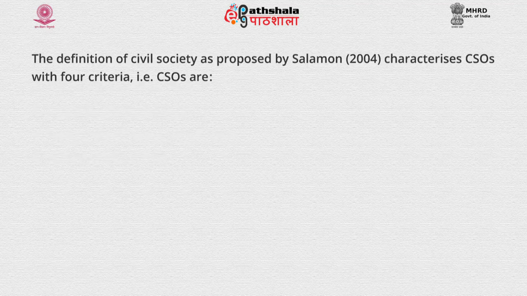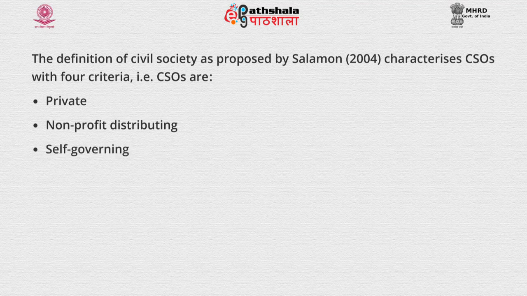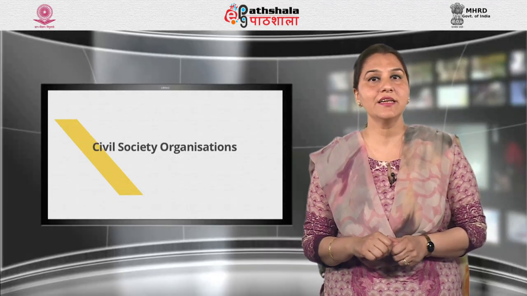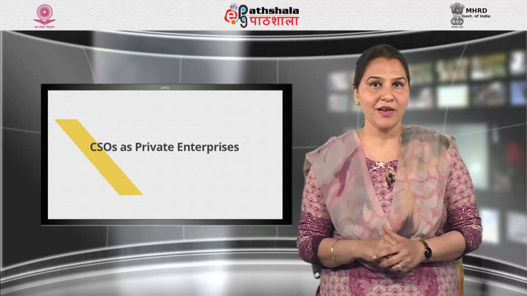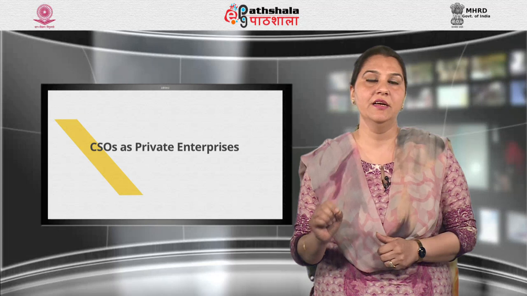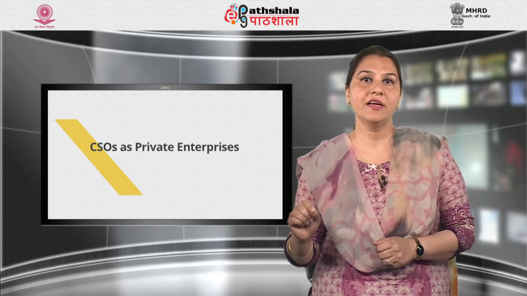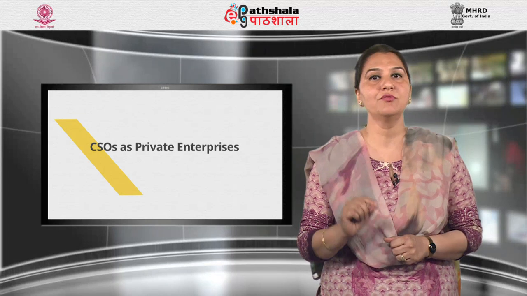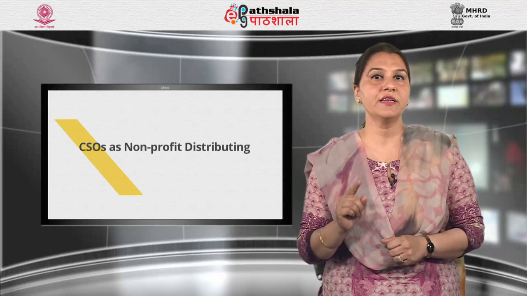The definition of civil society as proposed by Salomon 2004 characterizes CSOs with four criteria, that is, CSOs are private, non-profit distributing, self-governing, and voluntary organizations. Now we will discuss these criteria one by one. First of all, private. This signifies that they are institutionally separate from the state, even if they are receiving a consequent amount from the state. Not profit distributing.